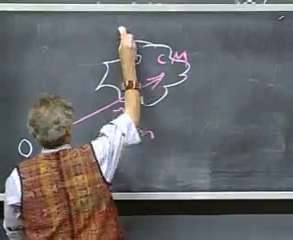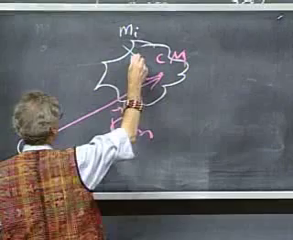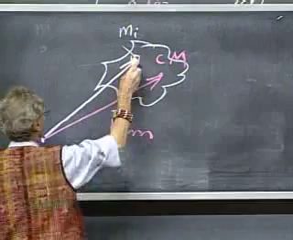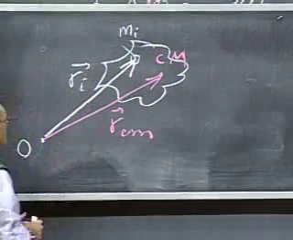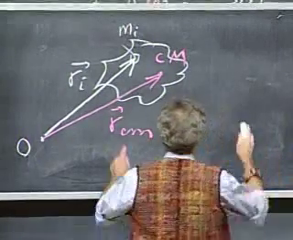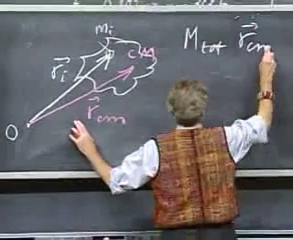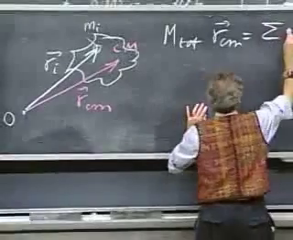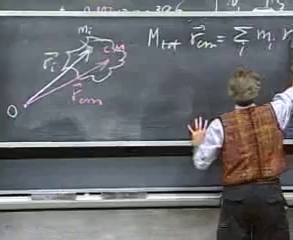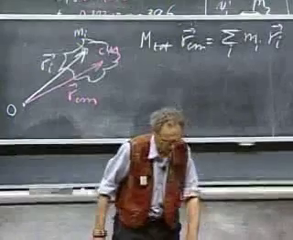And now I carve out a zillion little mass elements m of i, covering the entire object, and then this is the position vector r of i. And the center of mass is defined as follows. The total mass of this object times the position vector of the center of mass is the sum over i of all these little elements m_i times the position vectors of the individual little particles that make up this object.